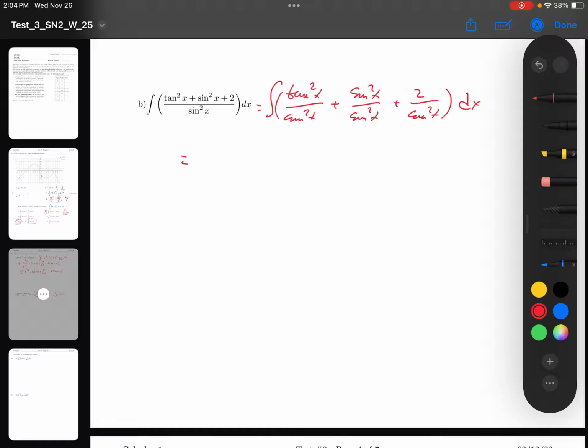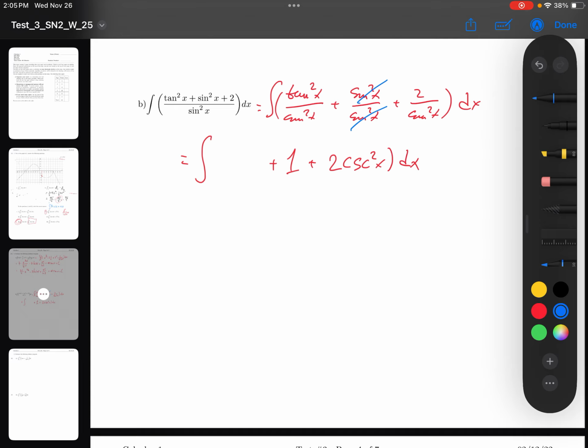Okay. So this is going to cancel right away. So I just have plus 1 plus 2 times 1 over sine is cosecant, so 1 over sine squared is cosecant squared.